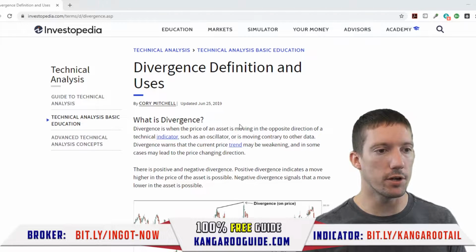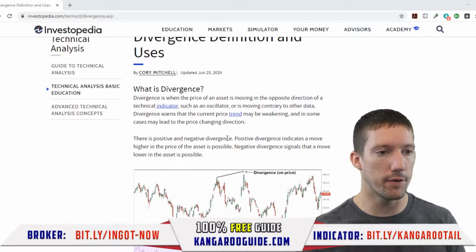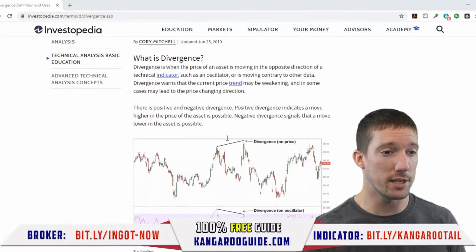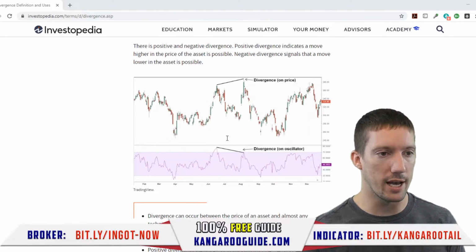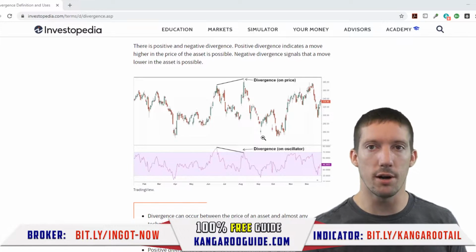What is divergence? Divergence is when the price of an asset is moving in the opposite direction of a technical indicator, such as an oscillator, or is moving contrary to other data. Divergence warns that the current price trend may be weakening and in some cases may lead to the price changing direction. There is positive and negative divergence. Positive divergence indicates a move higher in the price of an asset is possible. Negative divergence signals that a move lower in the asset is possible. So here's a little chart. I'm going to show you guys with the indices that I like to trade here in a second.